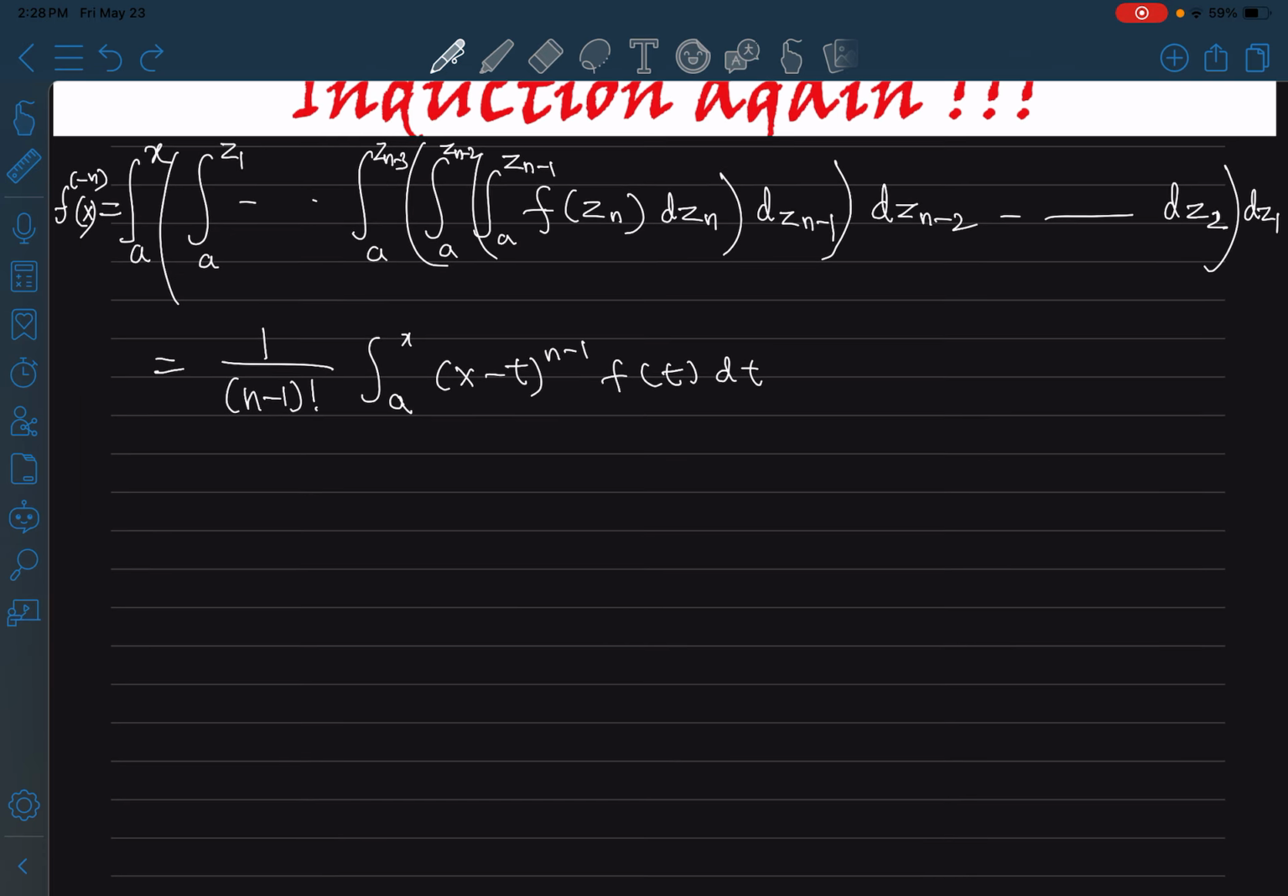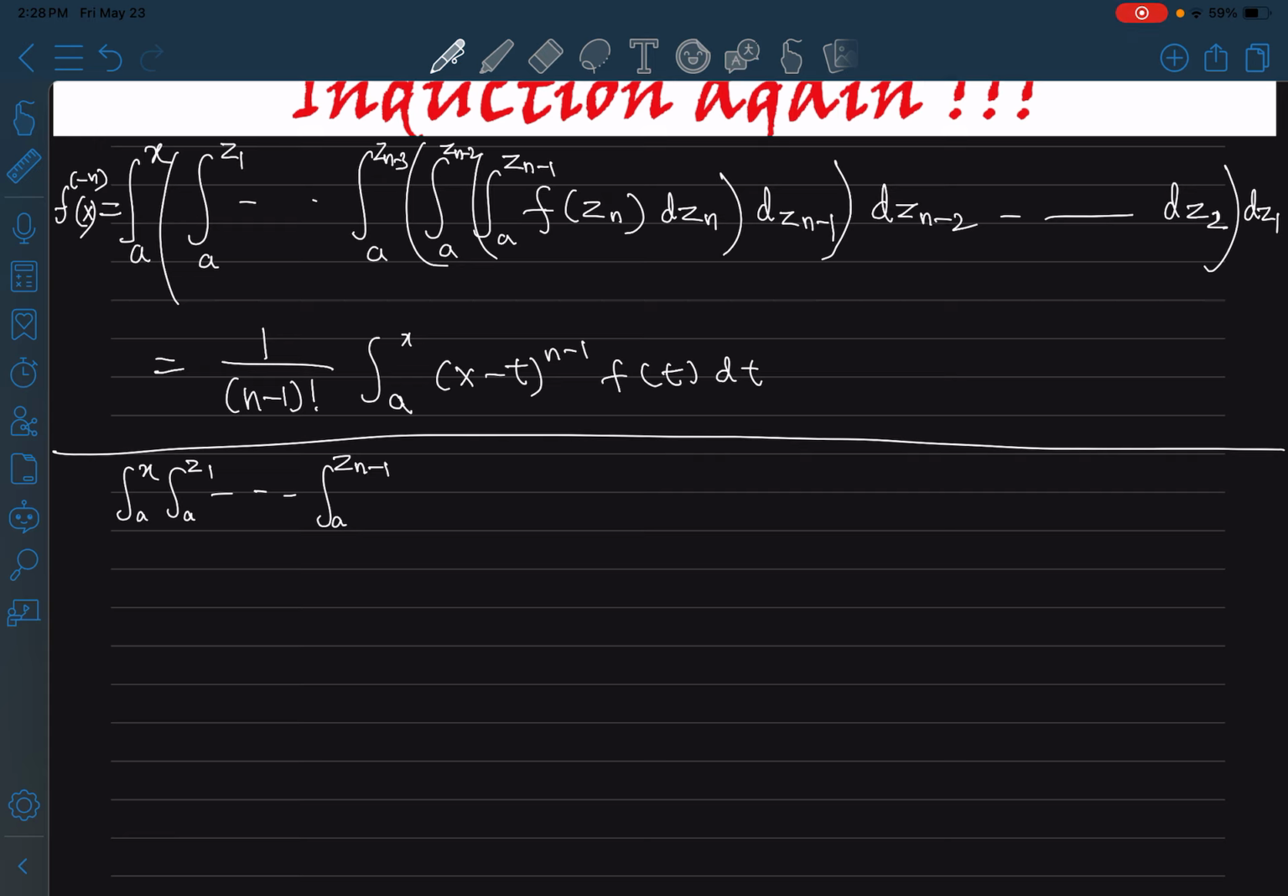And our proof will basically be proof by induction. So the statement we are going to prove, let me write it properly now: integral from a to x, a to z1, up to a to z n minus 1, of f of zn, dzn, dz n minus 1, up to dz1, will be equal to 1 by (n minus 1) factorial, integral from a to x, (x minus t) to the power n minus 1, f of t dt.